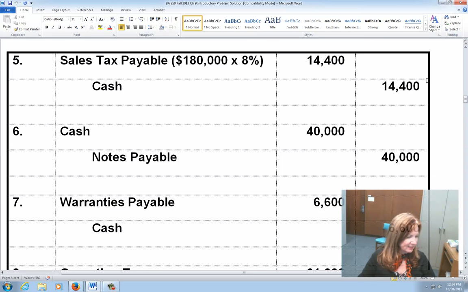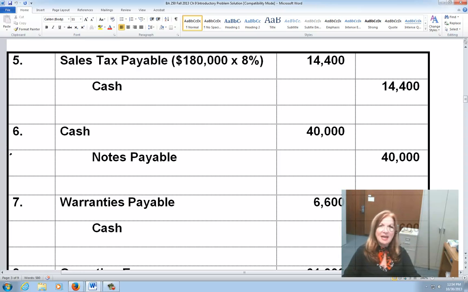Number 5 says paid the sales tax to the state agency on the $180,000 sale. So I have sales tax payable, a liability that's going down because I don't have that liability anymore. And so that's 8% of $180,000 or $14,400. And credit cash, cash is the asset that's coming down by $14,400 because I'm sending that cash on to the sales tax agency.